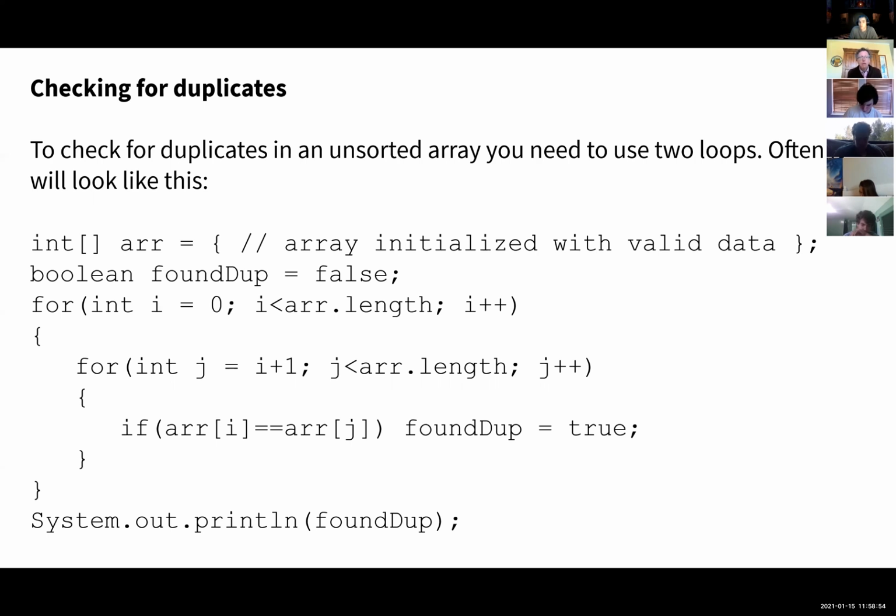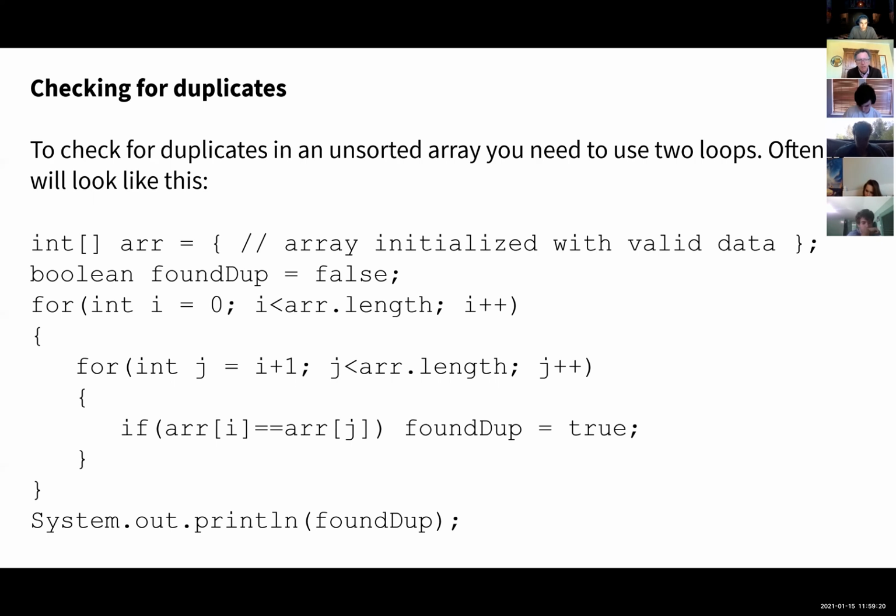The first line, I'm pretending we set up an array full of data. And then I made a Boolean variable called foundDupe and set it to false. At the end of this process, we'll print out that variable. If it's false, that means there were no duplicates. If it's true, it means that we found a duplicate. So let's look at this for loop.